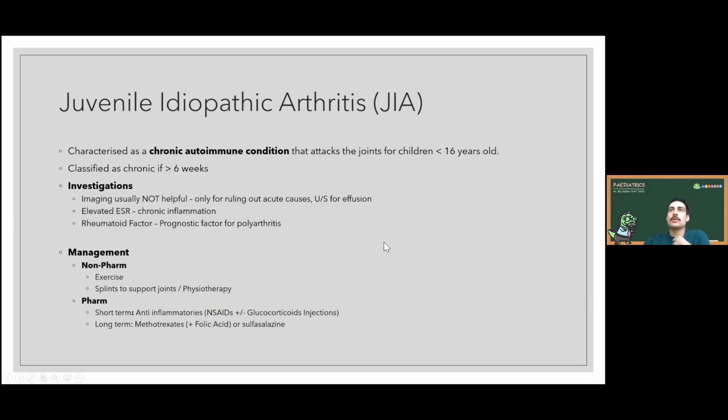Great. So JIA is characterized as a chronic autoimmune condition that attacks the joints of kids less than 16 years old. And chronic means greater than 6 weeks. Imaging is usually not helpful for this, only to rule out other causes. You can do an ultrasound, which will just show an effusion anyway. You'll get an elevated ESR because it's a chronic inflammation, and you can test for rheumatoid factor as a prognostic factor for polyarthritis, which I'll talk about in the next slide.